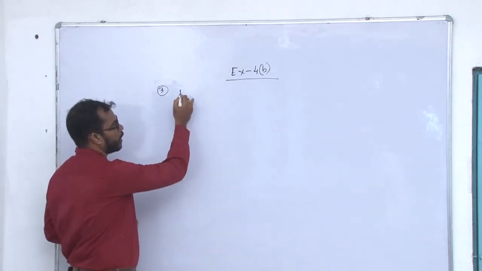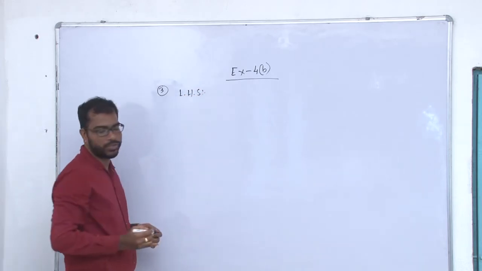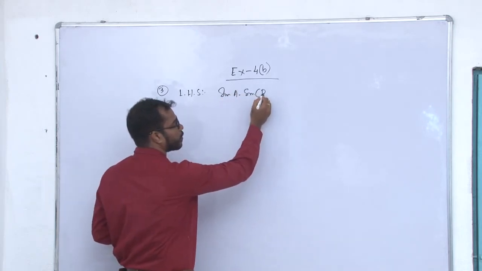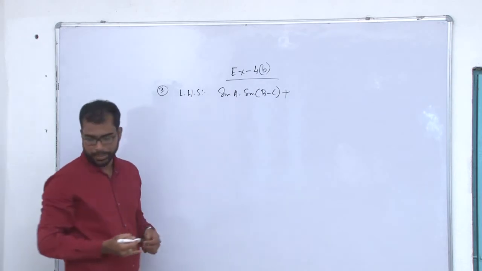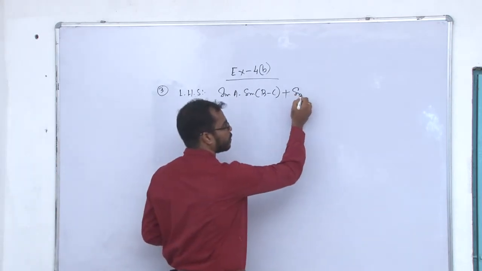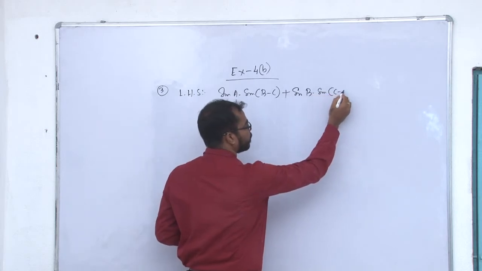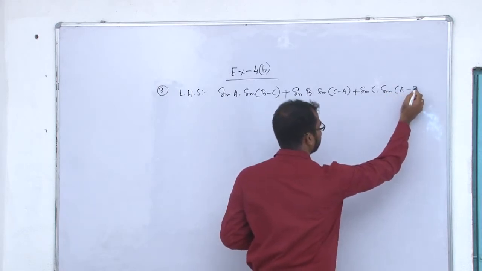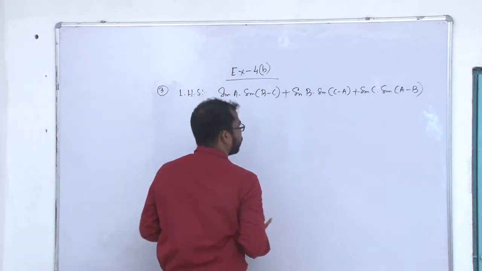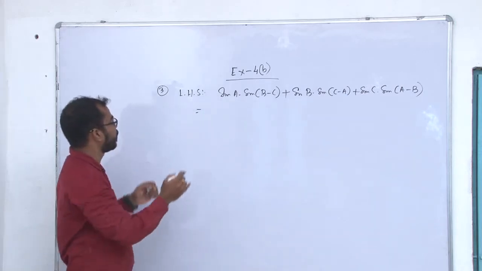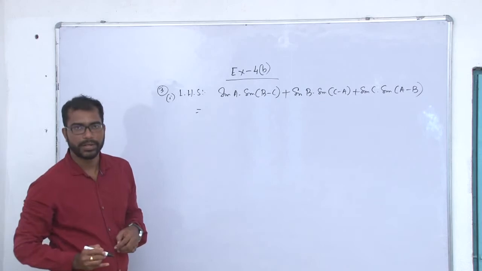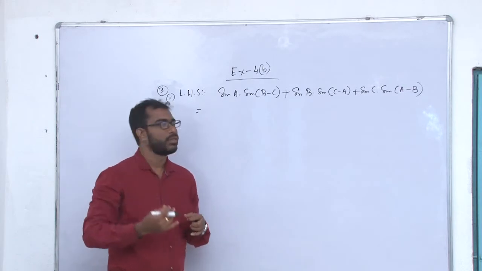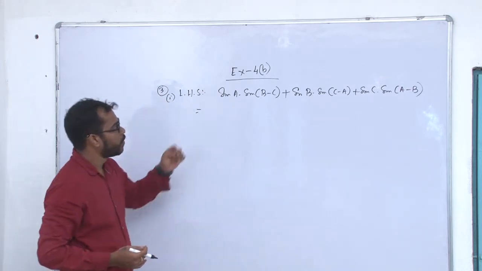So we take the LHS first, and the LHS part is sin A sin(B minus C) plus sin B sin(C minus A) plus sin C sin(A minus B). This is the LHS of question number 3, and we have to prove that this expression will be 0. So first we have to evaluate it.